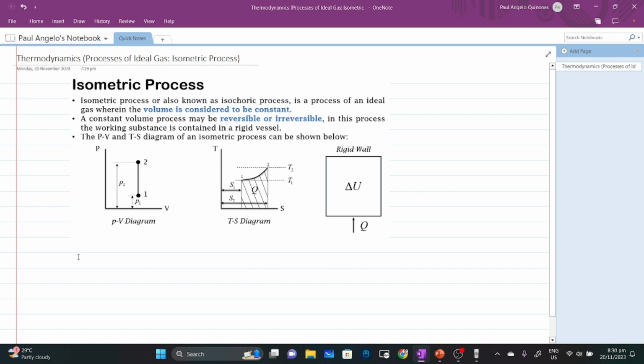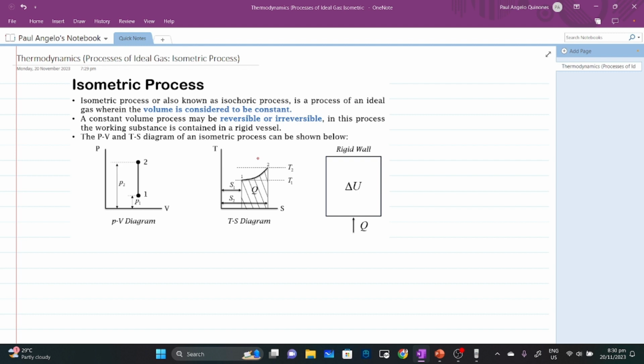Okay, so good day. In this video, we are trying to derive the basic equations or formulas that we need to use for an isometric process, specifically in thermodynamics. So where will we start? Let's start first with, what is an isometric process?